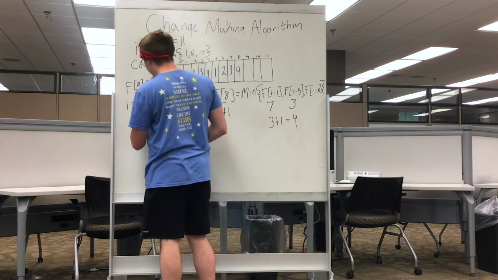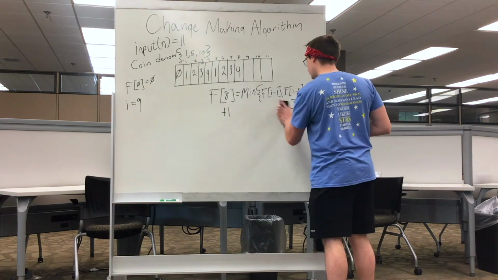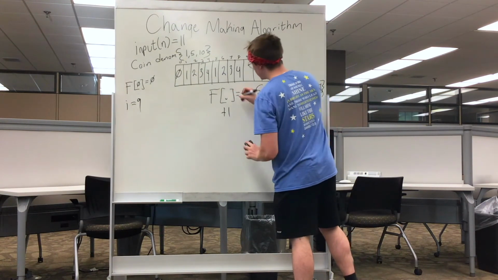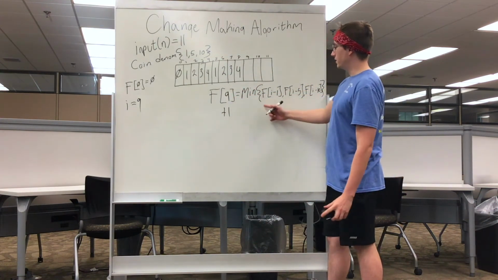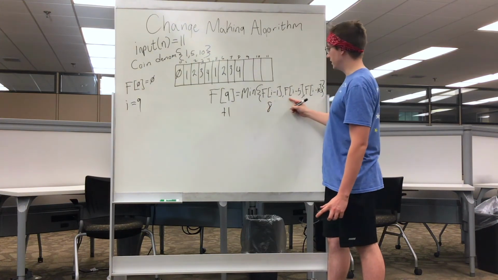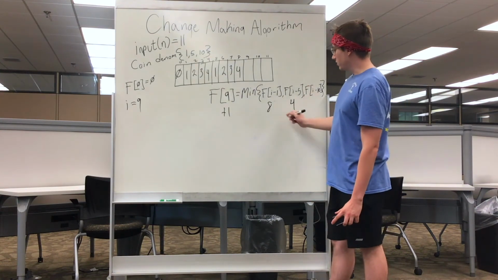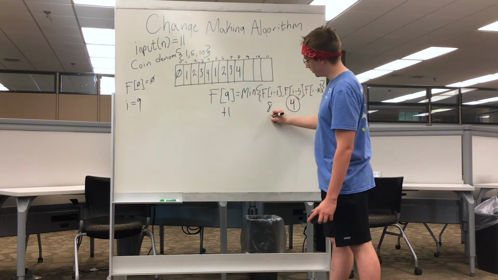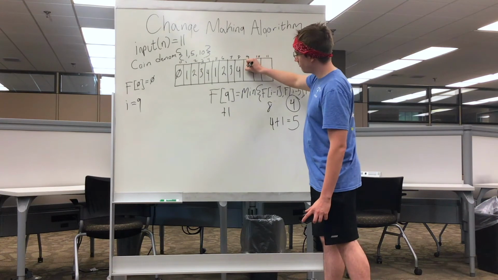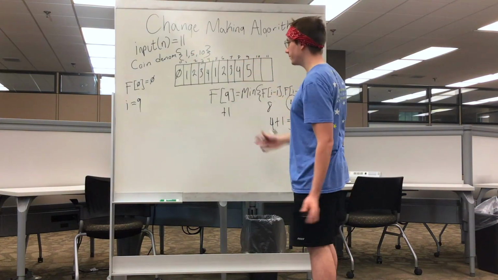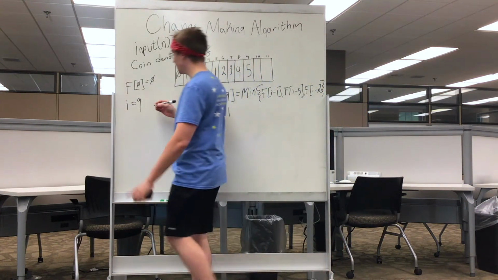And we'll go ahead and increment i. f of 9 is going to be 9 minus 1, which is going to be 8. And then 9 minus 5, which is going to be 4. 9 minus 10 is negative 1, so we still won't use that. Our smallest value is 4. So we'll do 4 plus 1, which is equal to 5. And we'll put 5 in the value here. 5 and 4 ones, so 5 coins. And we'll go ahead and increment i to 10.